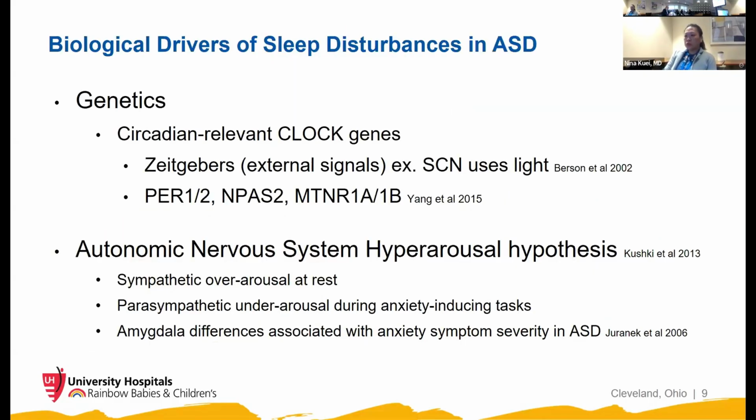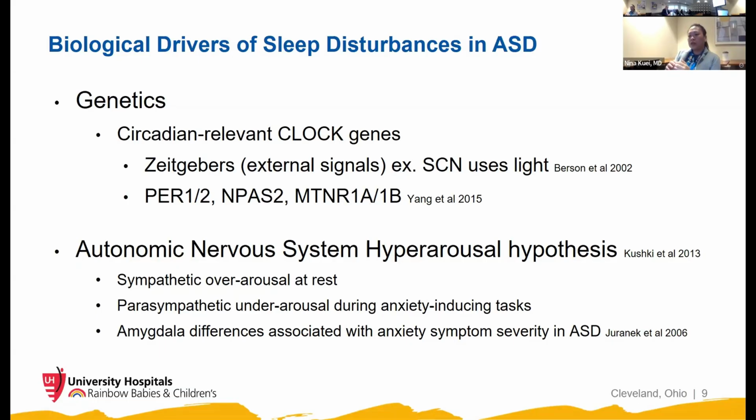And so we're going to start first with some of the hypotheses for the biological drivers of sleep disturbances in autism. So first off is genetics, and specifically their circadian relevant clock genes. They're called zeitgebers, which are external signals that our body and these genes use in order to tell us when it's time to go to sleep, when to be active. And a lot of times there are mutation variants in people with autism. So an example of a zeitgeber would be the suprachiasmatic nucleus using light as a signal for being active.